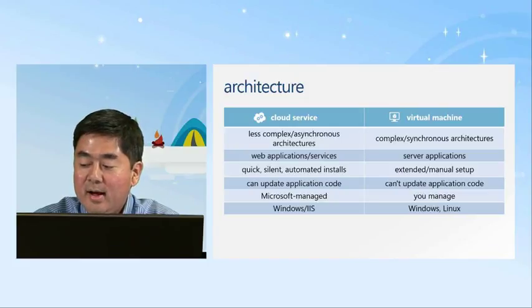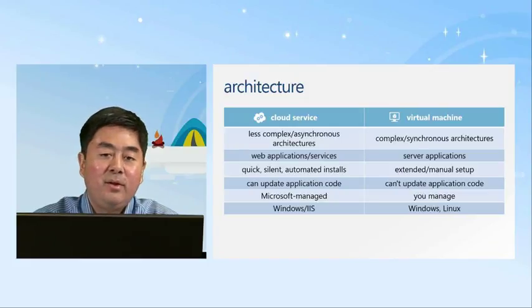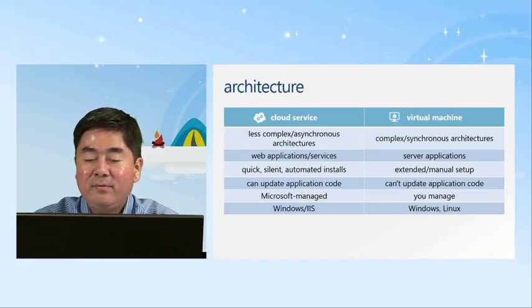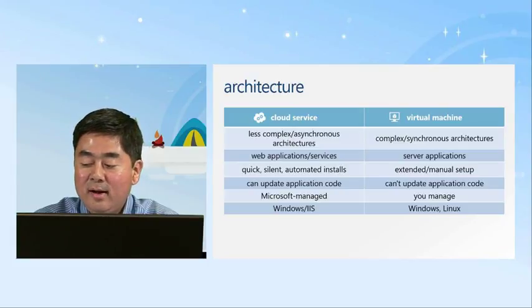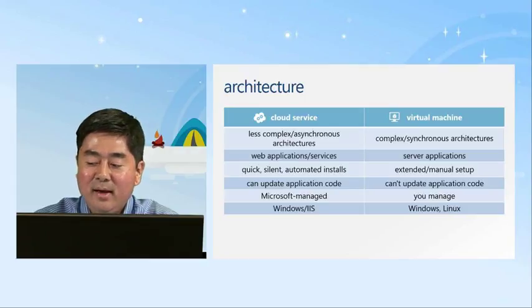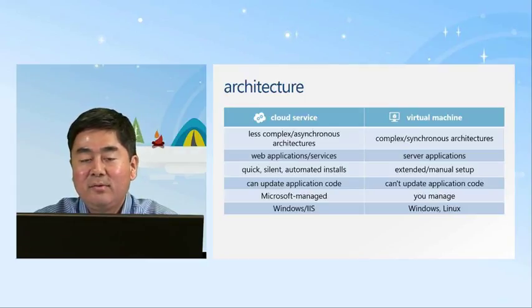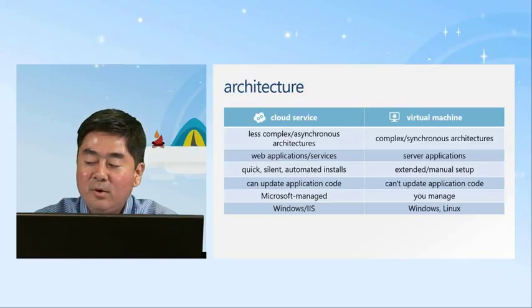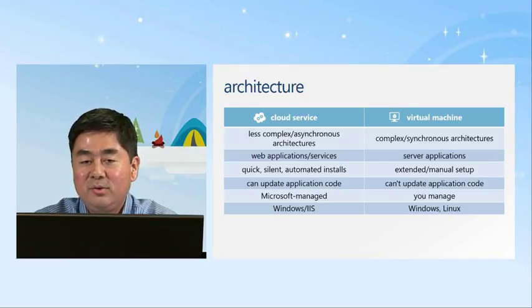If your application is more Windows or IIS based, definitely a cloud service is something that's good there. Obviously, if you're using a PHP application running under IIS, or you're installing Tomcat on a Windows box, you can still use cloud services. But for anything else, or if you need to run something off of a Linux OS, then a virtual machine is going to be the direction you want to go.